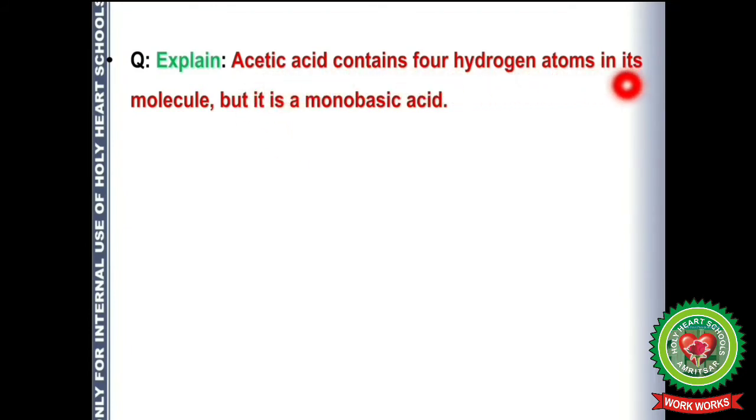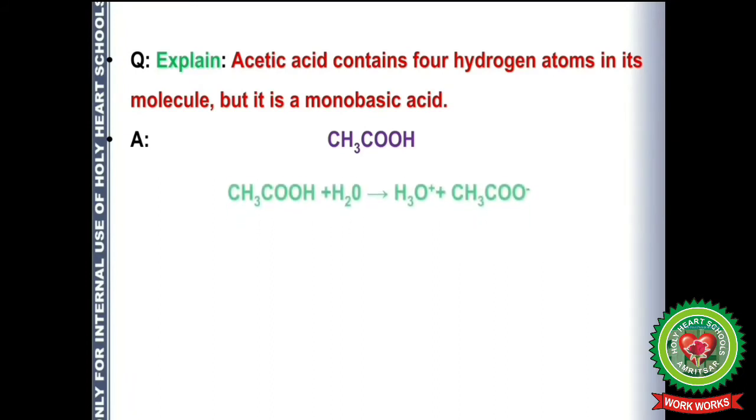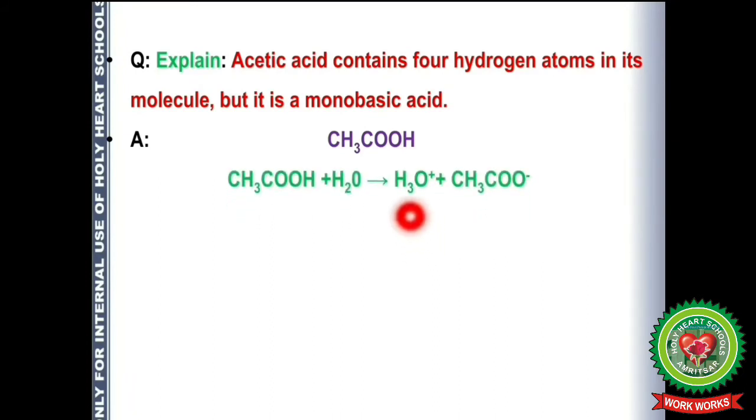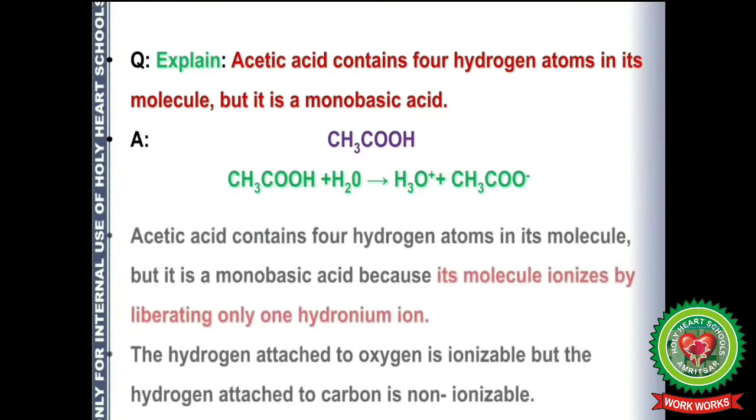Acetic acid contains 4 hydrogen atoms in its molecule, but it is a monobasic acid. Why so? Let's consider first the structure of acetic acid. It has 4 hydrogen atoms, very clear, it is there in front of you. And when it ionizes in water, it forms 1 hydronium ion and an acetate ion. Why does it form 1 hydronium ion and why not 4, because it contains 4 hydrogens?